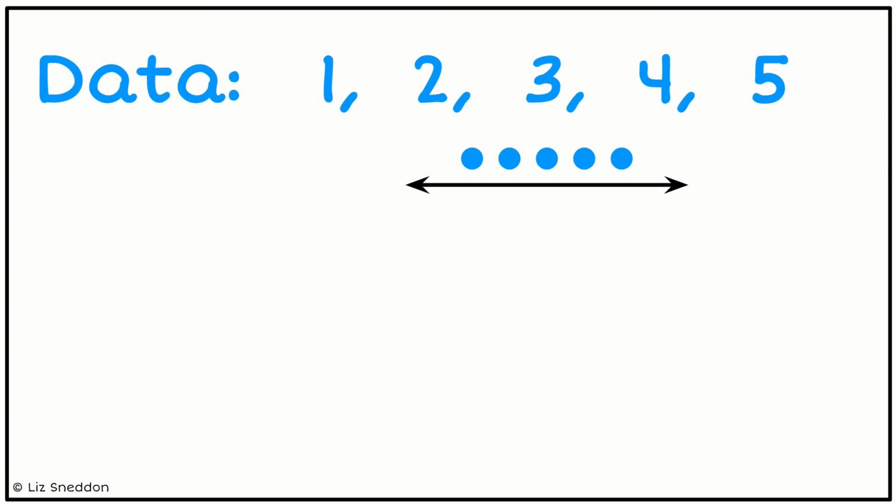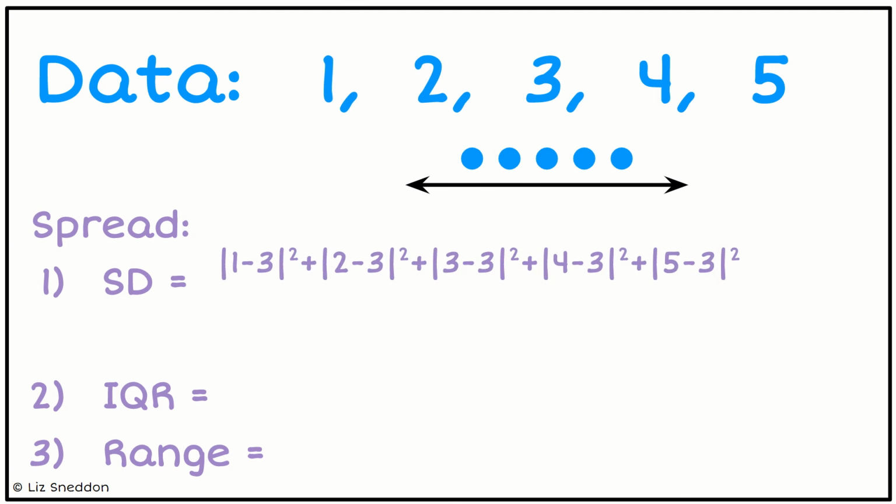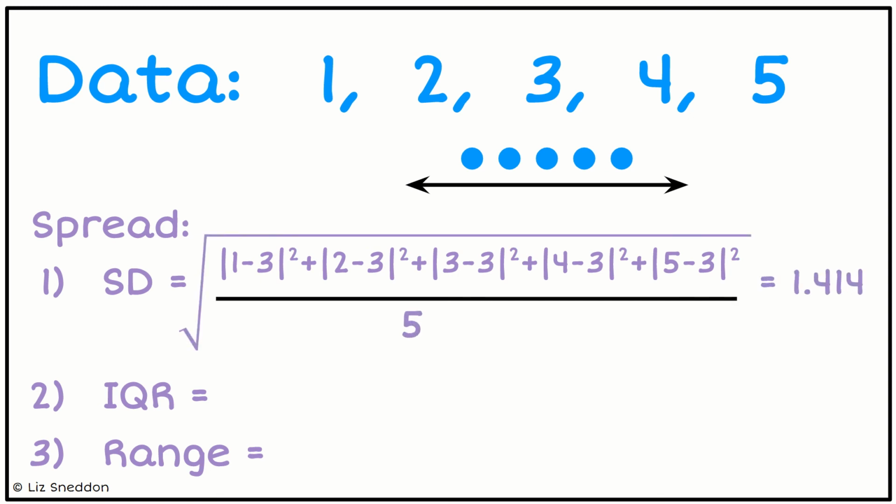Let's do the same thing with our spread. So there are 3 ways that we can do our spread of this data set: standard deviation, interquartile range, and range. So to find the standard deviation, I take each data value. So I start with the data value of 1. I subtract the mean from it. Remember, our mean was 3. I take the absolute value of that and square it. And then I sum up by doing that to every single data point that I have. I divide that by how many data points I have, which is 5, and then I take the square root. And so that gives me a standard deviation of 1.414. So that tells me from the mean, from that value of 3, this data is spread out on average by about 1.4.